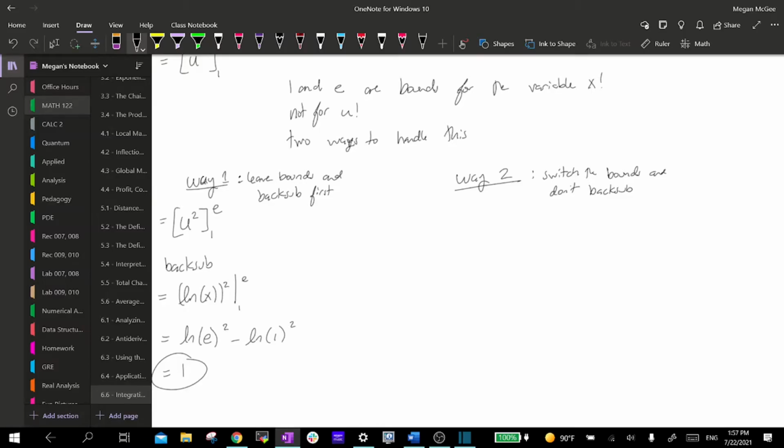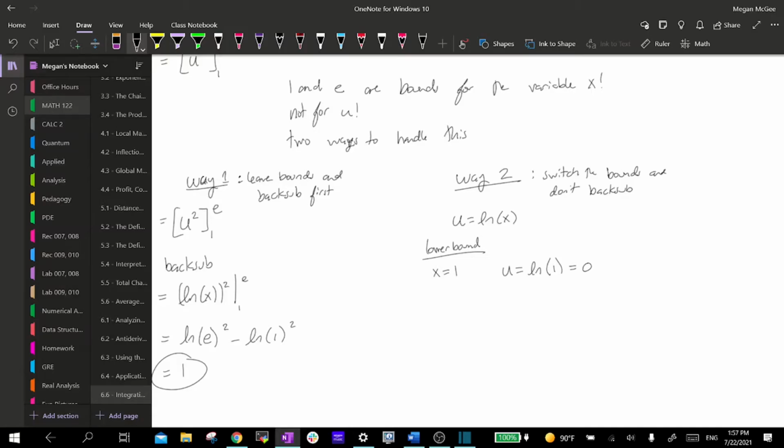Okay? So we know that u is equal to the natural log of x because that's what we chose it to be at the very start of this problem. So let's first look at the lower bound. For the lower bound, we were given that x is equal to 1. So if we want to find the value for u at x is equal to 1, we can plug this into our equation for u. So this is the natural log of 1.